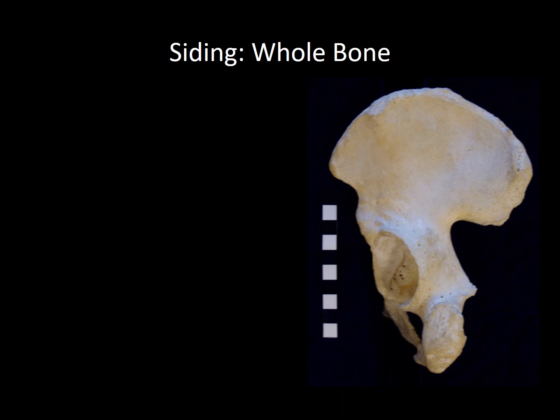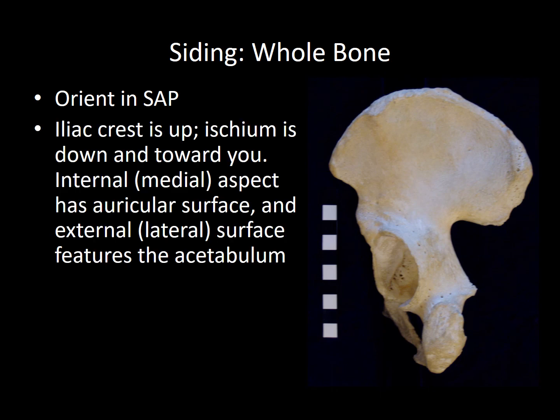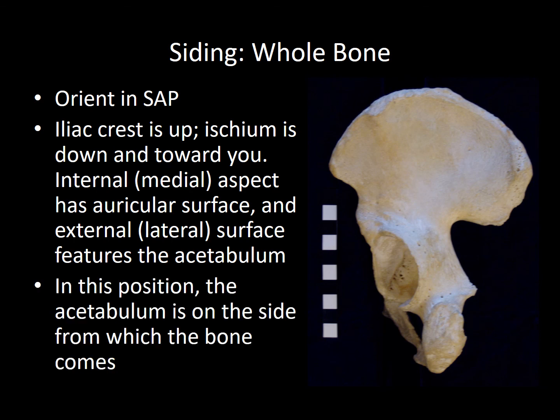Siding is fairly straightforward. If you orient it in standard anatomical position, what you're doing is putting the iliac crest up and the ischium down and toward you. So you are holding it as if it's in your own body. The internal or medial aspect has that auricular surface for the articulation for the sacroiliac joint, and the external or lateral surface has the acetabulum on it. In this position, the acetabulum is on the side from which the bone comes.